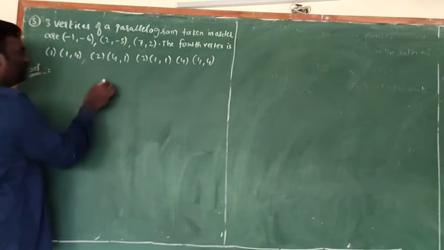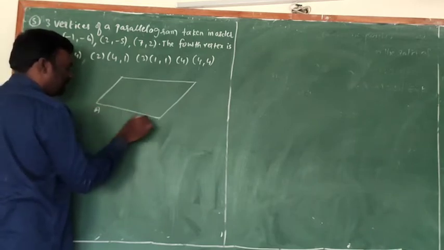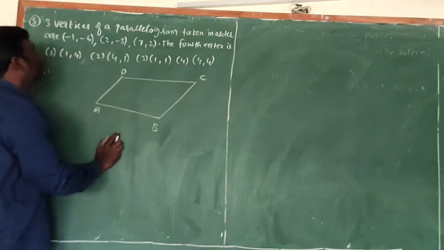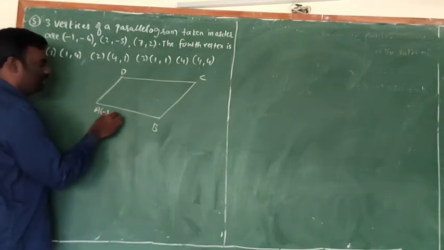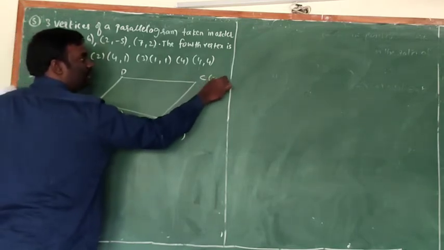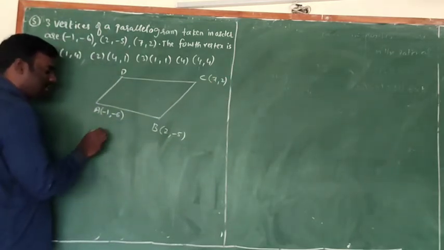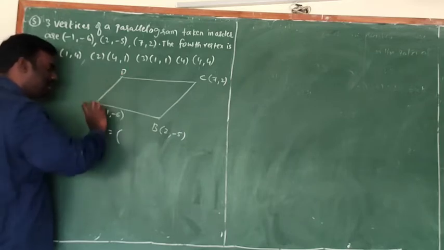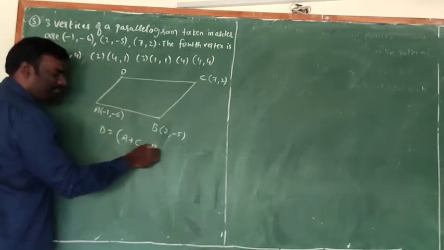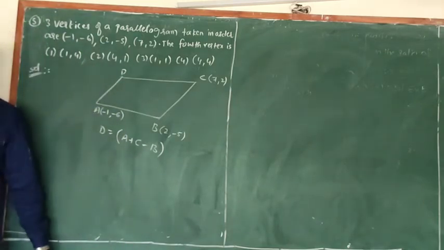First, I will draw a rough diagram of parallelogram A, B, C, D. Out of 4, 3 vertices are given. First one is -1, -6. Next 2, -5, 7, 2. So we need to find the fourth vertex D. In synopsis, I already explained D can be written as A plus C minus B. This is the formula for finding fourth vertex if 3 vertices are already given.